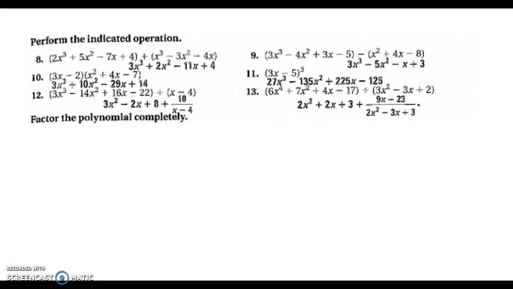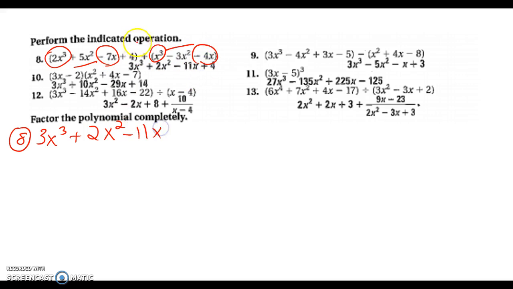All right, perform the indicated operation. You'll notice the answers are here because this is the teacher edition. But number 8 is simply adding. So I'm going to bring together like terms. 2x to the 3rd plus x to the 3rd is 3x to the 3rd. 5x squared minus 3x squared should be plus 2x squared. We have a negative 7x, negative 4x, negative 11x, and then we finally have one constant here, plus 4.